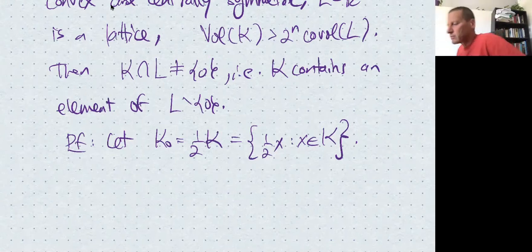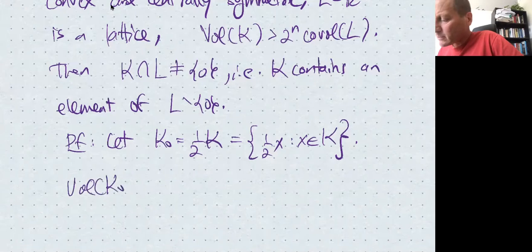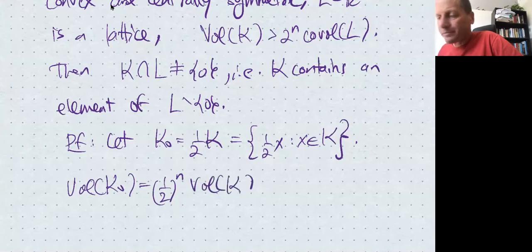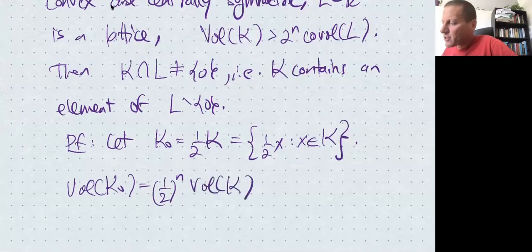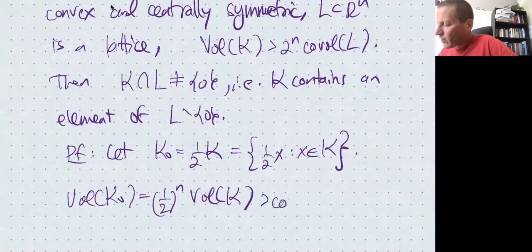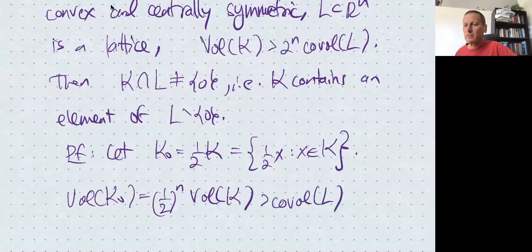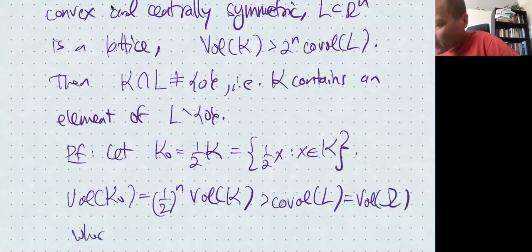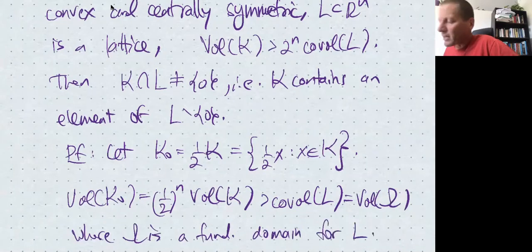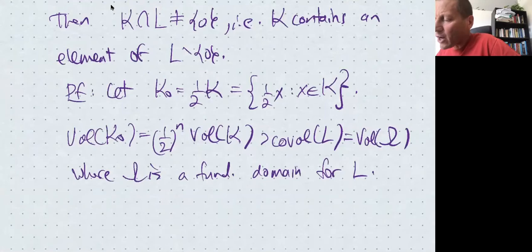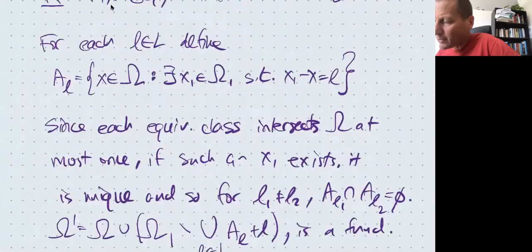So if you figure out the Jacobian of this mapping, then you see that the volume of K0 is 1/2 to the n, that's the Jacobian, times the volume of K. And by assumption about the volume of K, that's bigger than the co-volume of L. And the co-volume of L is the volume of omega, where omega is a fundamental domain. Well, just by definition.